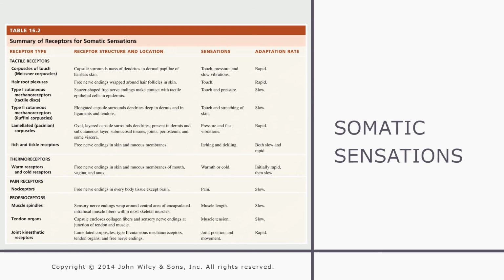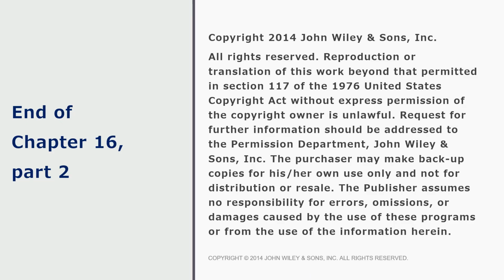So each type of receptor, tactile, thermoreceptor, pain receptor, and proprioceptor, is listed here. It shows the receptor type, the structure and location, the sensation, and also the rate at which they adapt, whether they have a rapid or slow adaptation rate. We've gone over all of these individually, but this is a nice table that summarizes everything if you want to look at that and test your knowledge on what we've already talked about. And that's going to be the end of Chapter 16, Part 2.